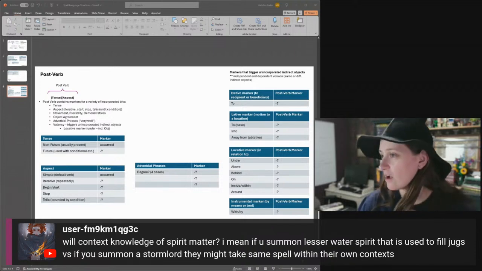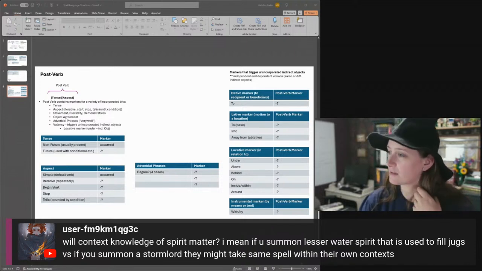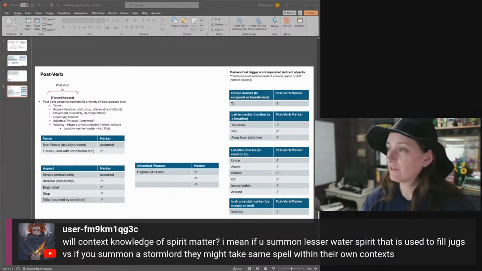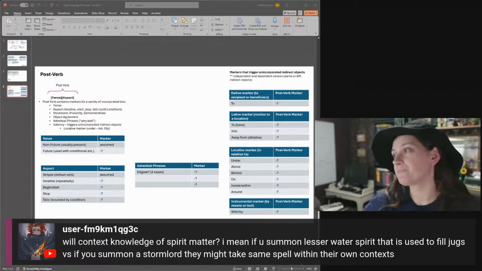Will context knowledge of spirit matter? So if you summon a lesser water spirit that is used to fill jugs versus if you... Yes, there is going to be a level of that in the magic system.